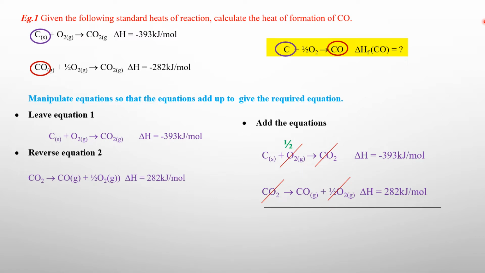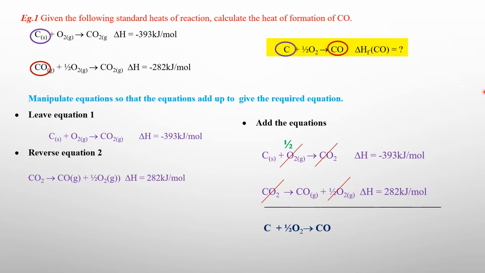So now bring all the reactants together. We are left with carbon and half mole of oxygen. Now you can see that this equation matches the one that we have here. And that is exactly what we are supposed to be doing. We must make these equations look like this. And the only way we do that is when we change the equations around.